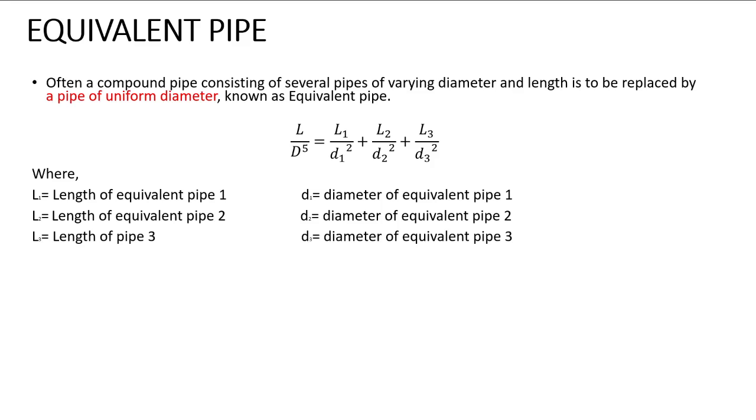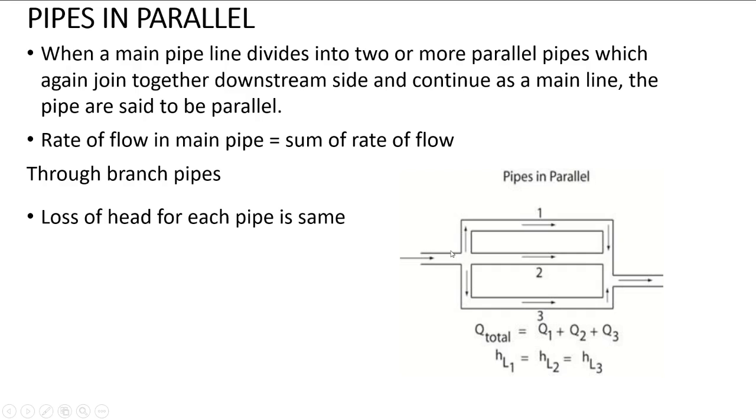The equation for the equivalent pipe is L by d raised to 5 is equal to L1 by d1 square plus L2 by d2 square plus L3 by d3 square, where L1 is the length of the equivalent pipe 1, L2 is the length of the equivalent pipe 2, and L3 is the length of the equivalent pipe 3. D1 is the diameter of pipe 1, D2 is the diameter of pipe 2, and D3 is the diameter of pipe 3.